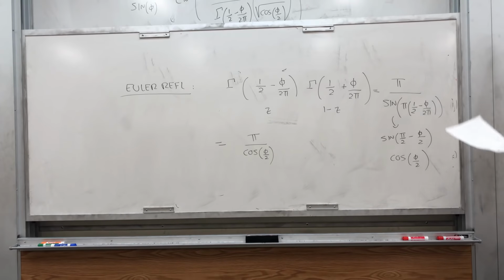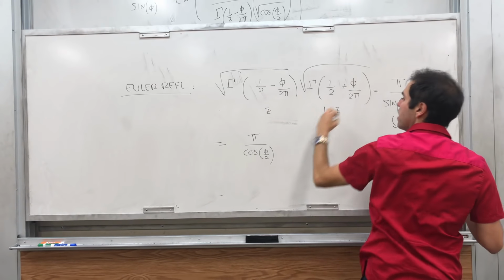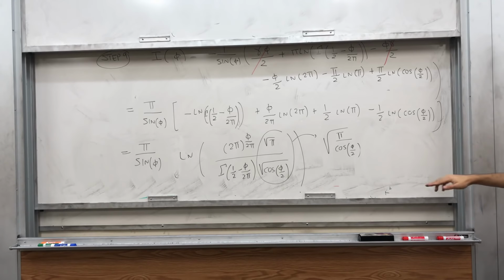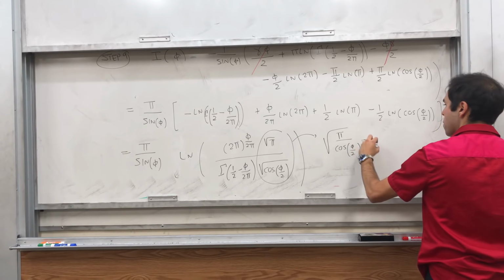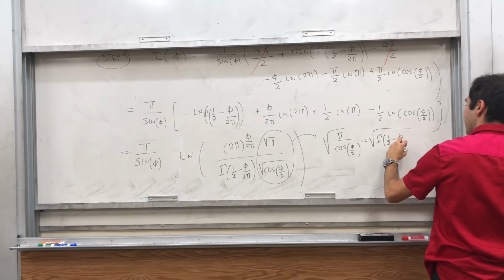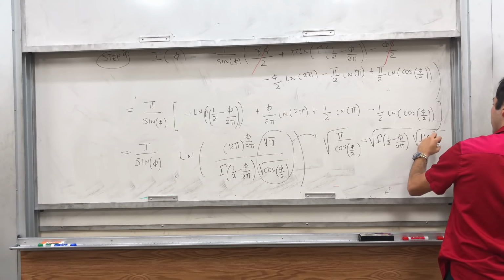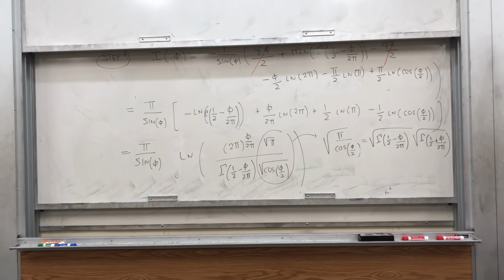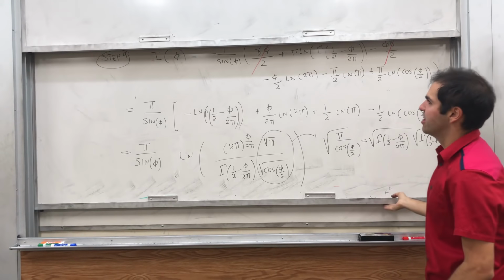And therefore, all you need to do is take square roots. So square root of that times square root of that and square root of that. So the point is, this term then becomes square root of gamma of 1/2 minus phi over 2 pi times square root of gamma of 1/2 plus phi over 2 pi. And the idea is then, this term here kind of sort of cancels out with this term.